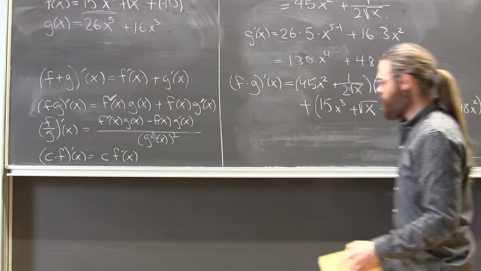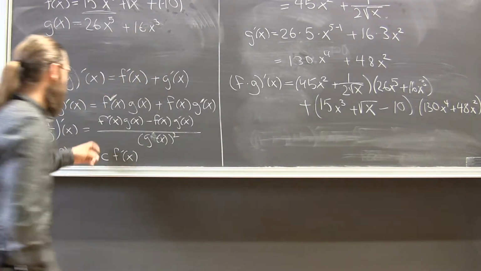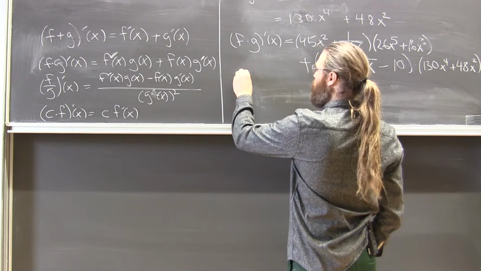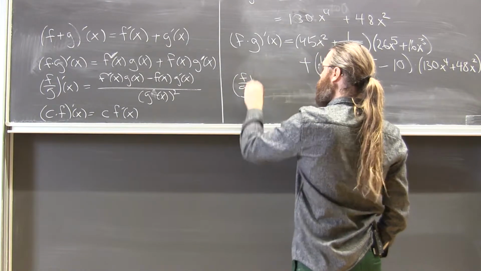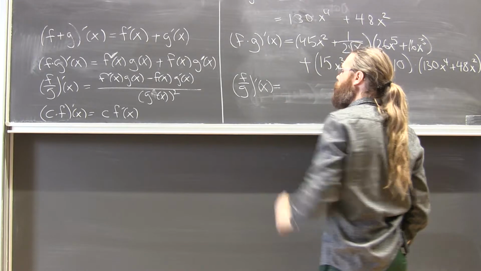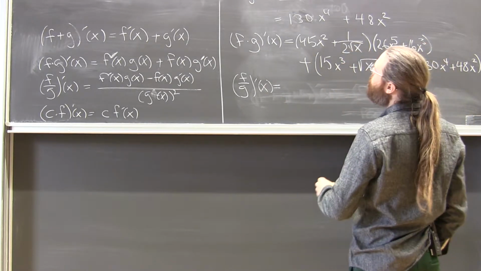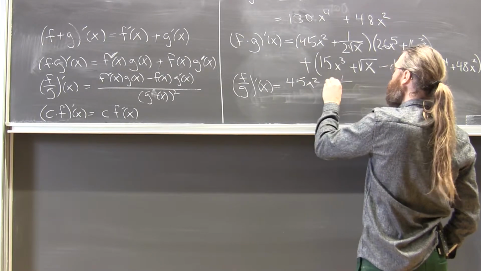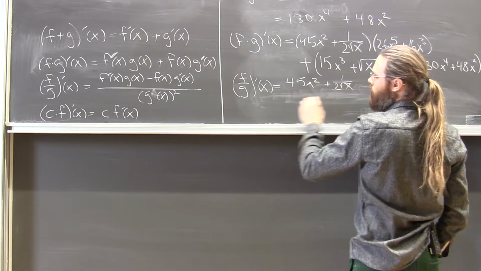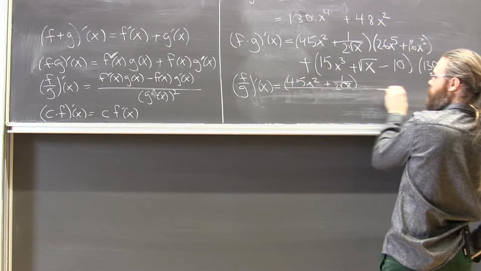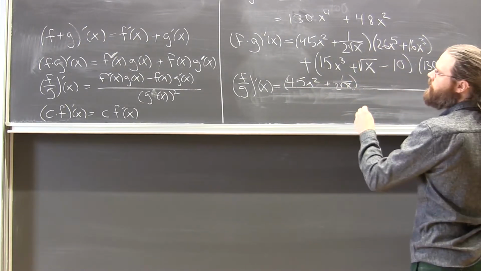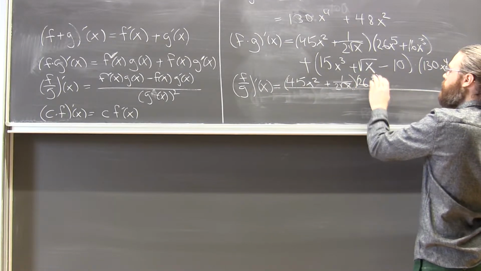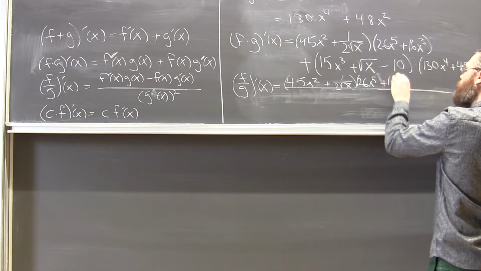The only one we haven't used yet is this one. So let's find the derivative of this. So f over g, everything differentiated. What is this? Well, it's the derivative of the first one, 45x squared plus 1 over 2 square root x, parenthesis, then g undifferentiated, 26x to the power 5 plus 16x cubed.